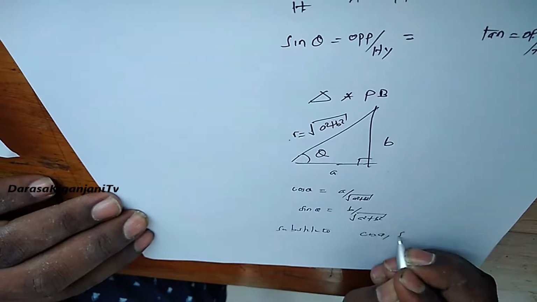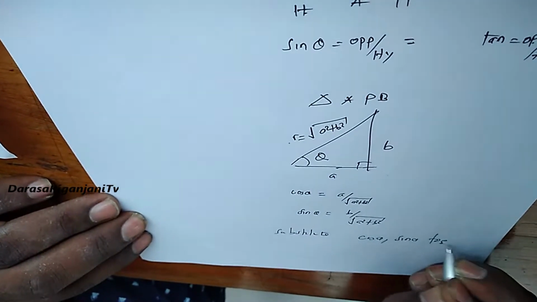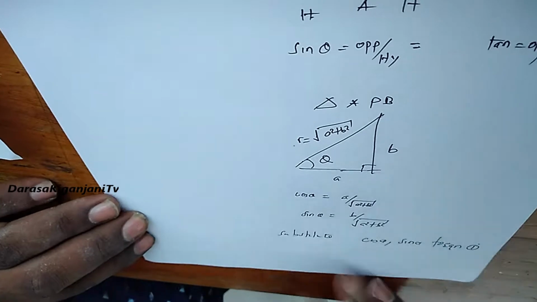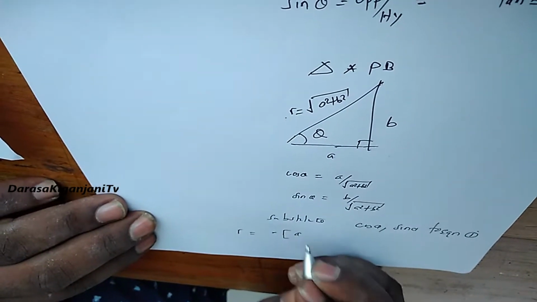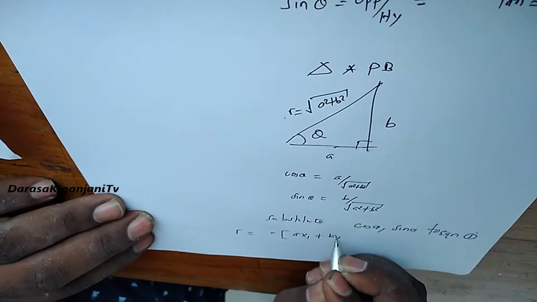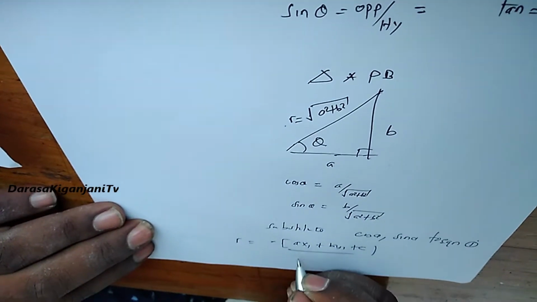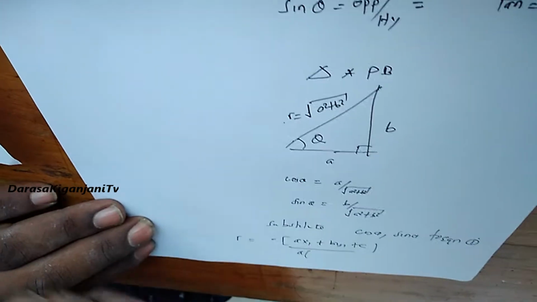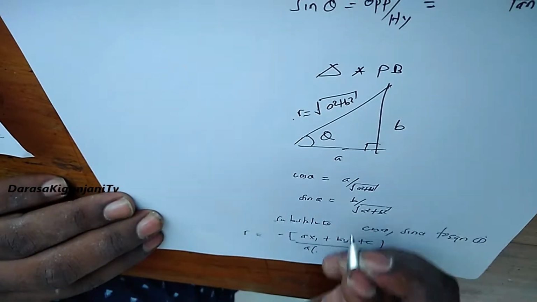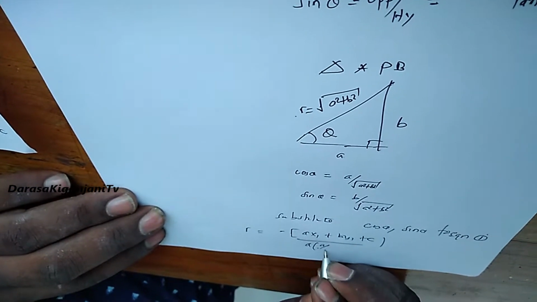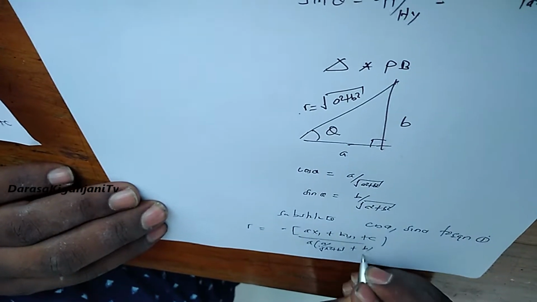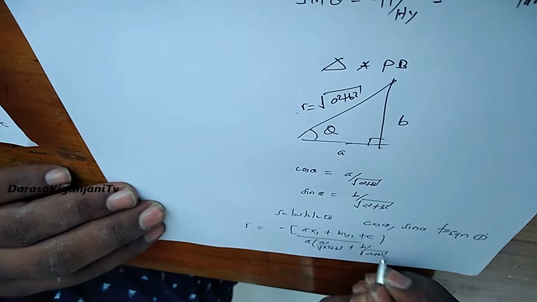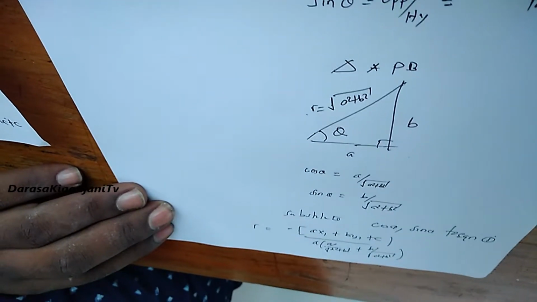cos of theta, sine of theta to equation 1. So our equation 1 was R is equal to negative AX1 plus BY1 plus C divided by A. Now the value of cos theta, we have cos theta is A divided by under root of A square plus B square, plus B divided by under root of A square plus B square. So we need to simplify this equation to obtain the value of R.